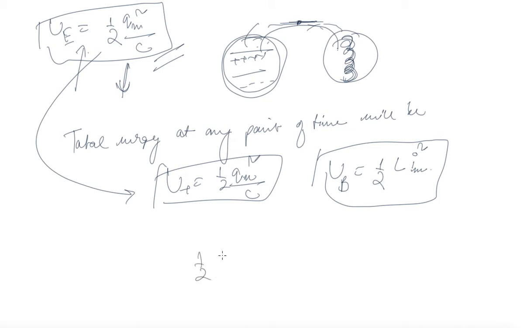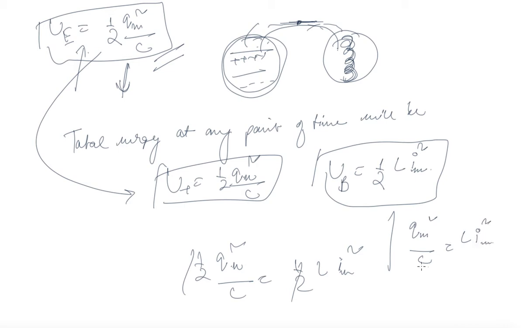So half qm whole square upon C is equal to half L Im whole square. This half and this half get cancelled. So now what you have is qm whole square by C is equal to L Im square. This is the oscillating relation that we can derive.